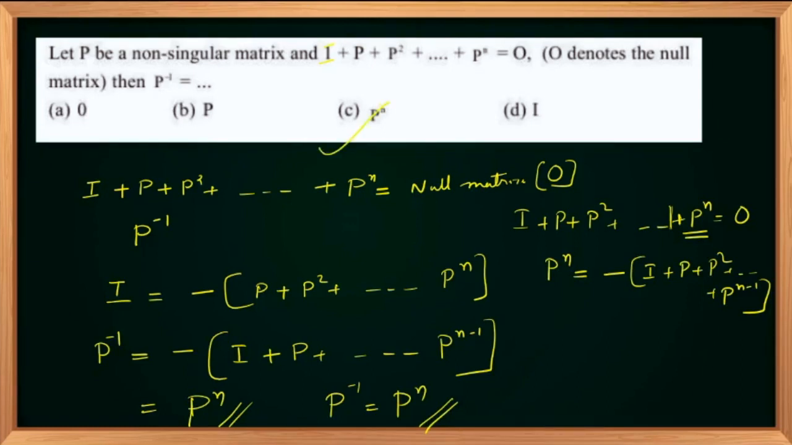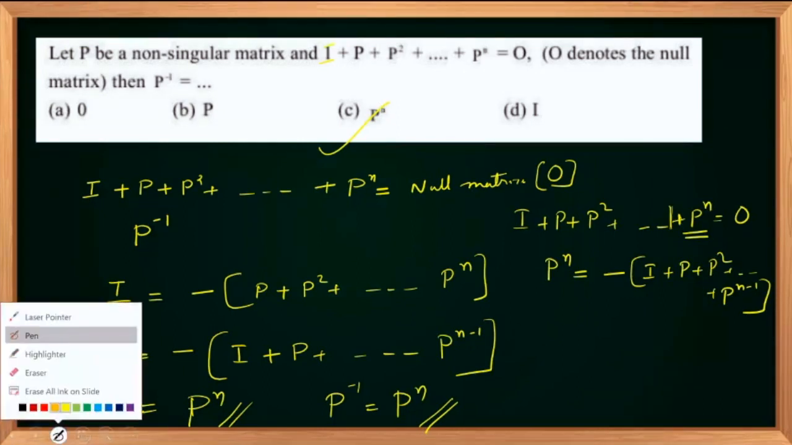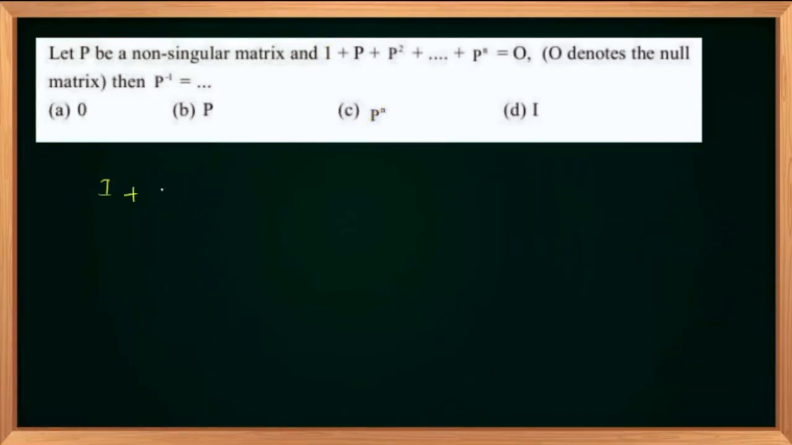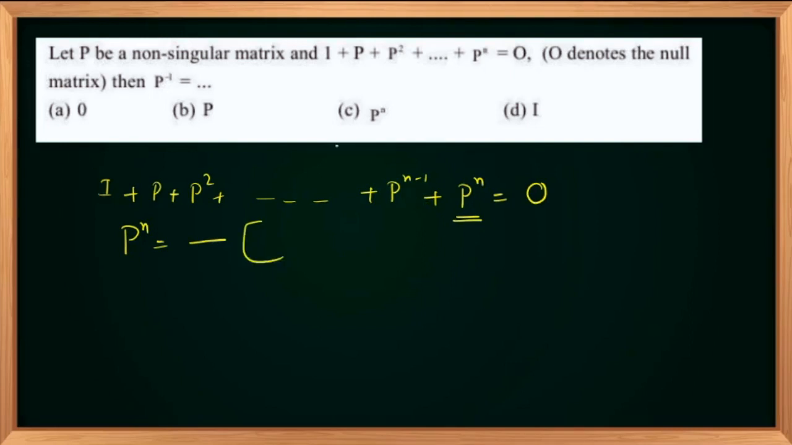All of you understood? Yes or no? Or should I repeat? Yeah, once more, I'll repeat. See, I have I plus P square plus etc. plus P raised to n minus 1 plus P raised to n equal to 0. So if I keep P raised to n alone here, P raised to n is equal to minus of all the terms taken to the left side. So minus of I plus P square plus etc. plus P raised to n minus 1. Until this point it is clear, right?